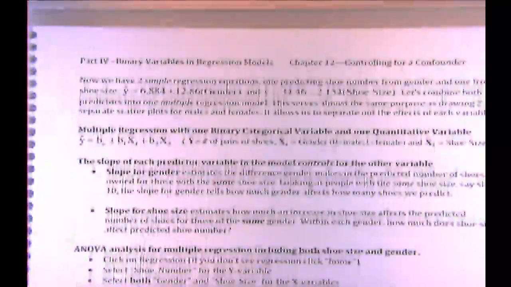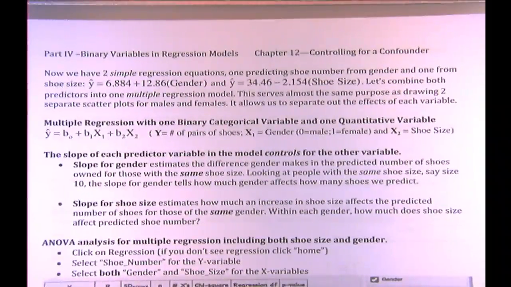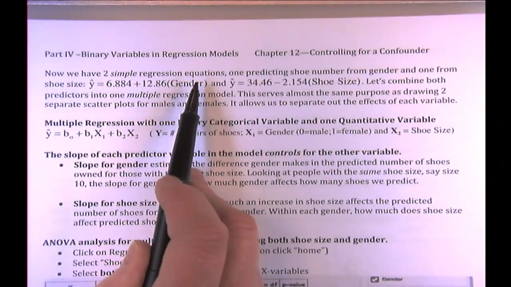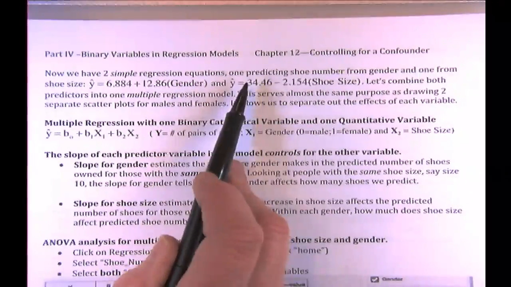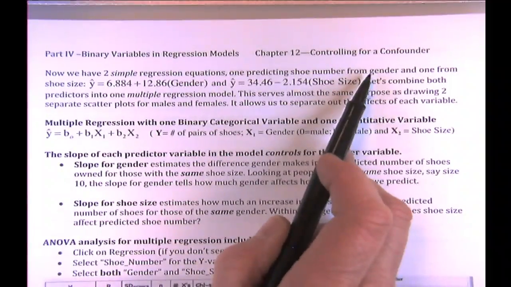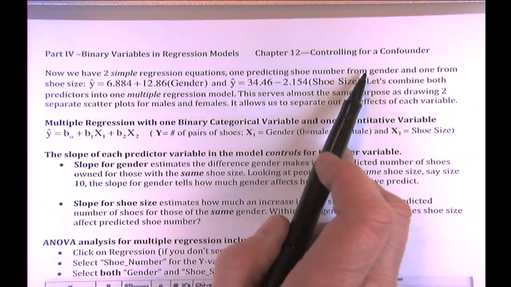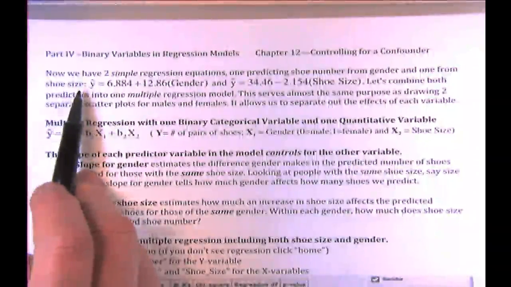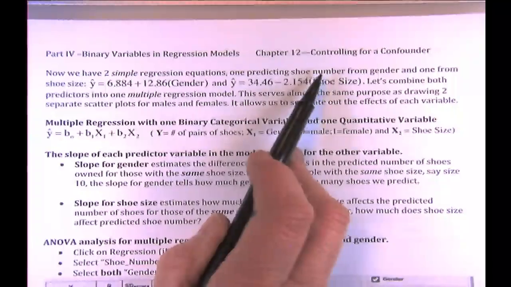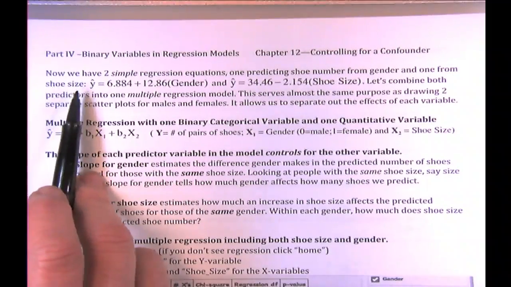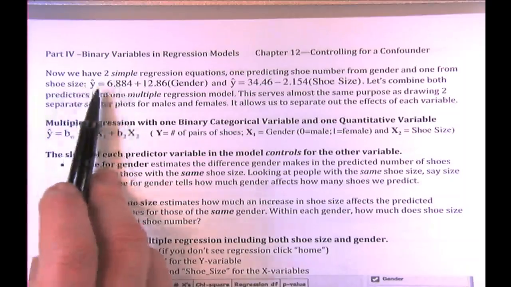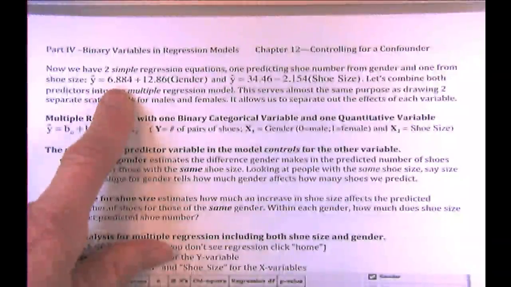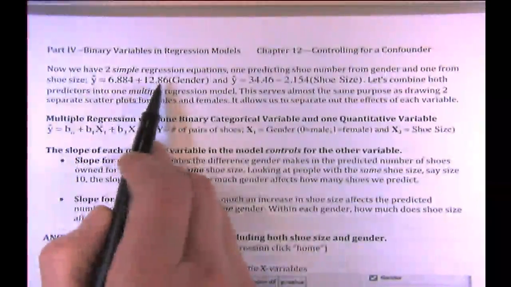All right, so now we're ready to put 2 simple variables into one equation. Now we're going to try multiple regression here. We have these 2 simple regression equations. The one we just looked at predicts number of pairs of shoes from whether you're male or female, just given the averages. This is the one we just did. Remember, this is the male average.